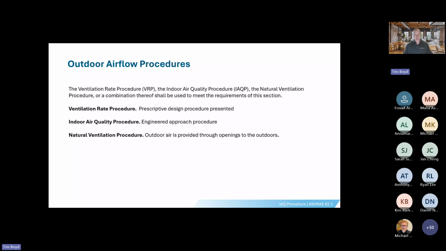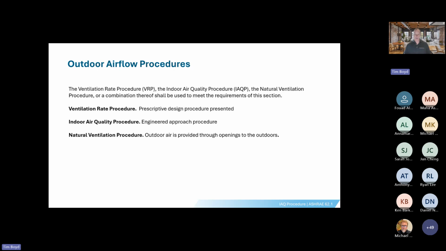So when you dive into the procedures, you'll notice that there are actually 3 procedures in 62.1. The ventilation rate procedure is the table that you're probably very familiar with, where you go down to a category, and across the category it gives you outdoor air per person, plus outdoor air requirements per square footage. And then you always divide by what they call E sub Z, ventilation effectiveness. That gives you a pretty prescriptive approach, and I'll get into some details there, but that's the ventilation rate procedure.